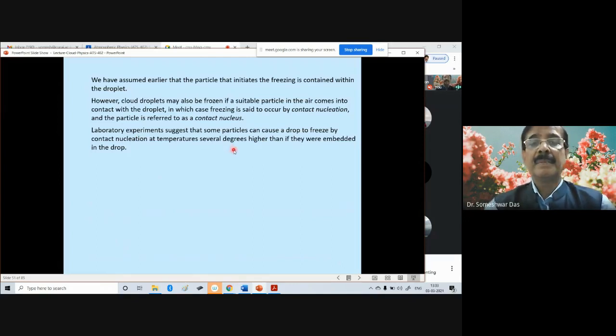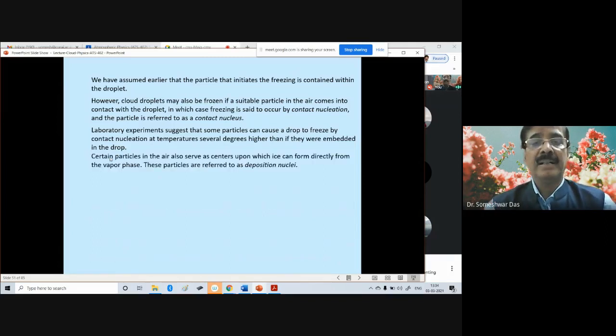Laboratory experiments suggest that some particles can cause a drop to freeze by contact nucleation at temperatures several degrees higher than if they were embedded in the drop. Okay, so see the difference. One is the type of nucleus which is embedded within the drop, inside the drop, and the other one is contact nucleation, in which case supercooled water droplets come into contact with the surfaces of the foreign particles, the so-called ice nuclei. Okay, two different types. So when they come into contact with the foreign particles, the nucleation is faster than when the nucleus is contained within or embedded within the drop.